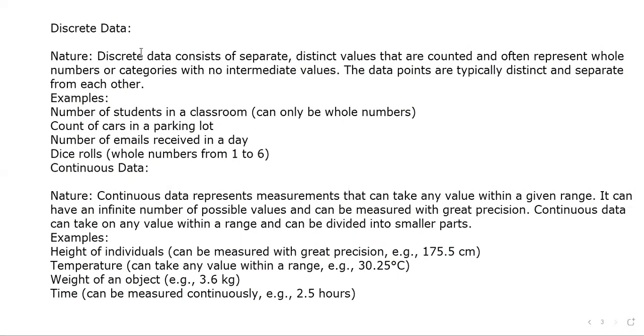Quantitative has two aspects. Then there's also continuous, and this continuous data represents measurements that can take any value within a range. It can be measured with great precision. So continuous data usually takes any value within a range. For instance, a height of an individual 1.7 meters, temperature 30.25 degrees, the weight of an object, and time is in a continuum.